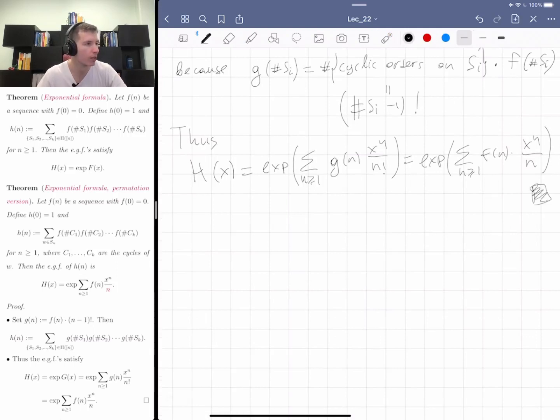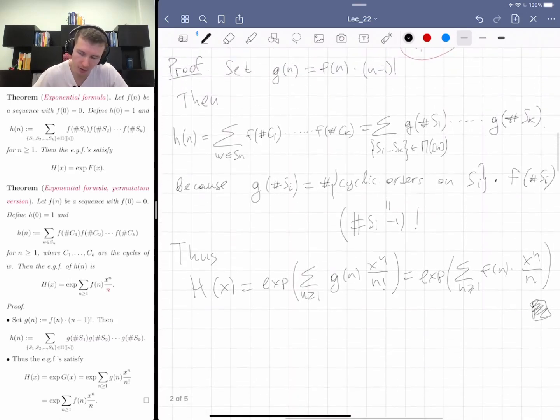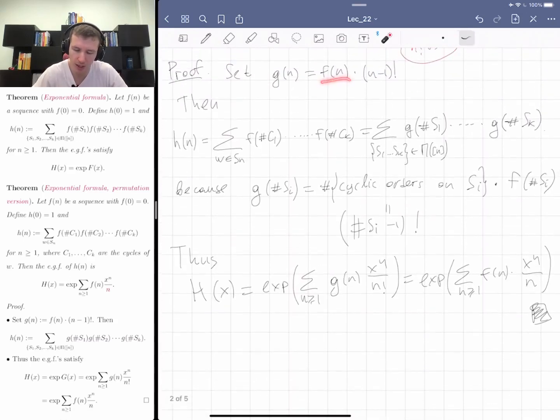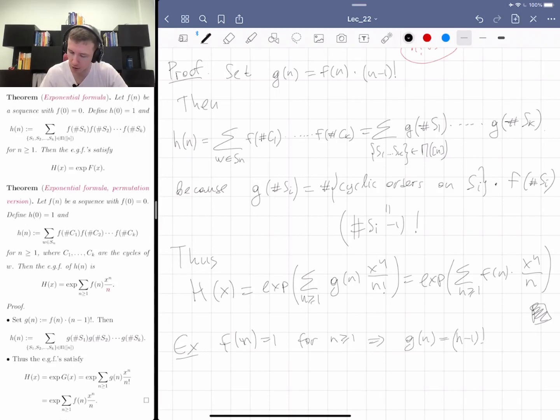I'm going to give examples. The example is you just have one sequence and then you multiply each nth value by n minus 1 factorial. So maybe an example is f of n equal to 1 for all n, then g of n is equal to n minus 1 factorial for all n. That's just an example of what I'm doing. And actually, I think this is going to be the first example.